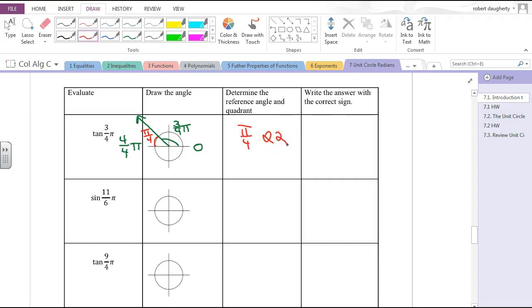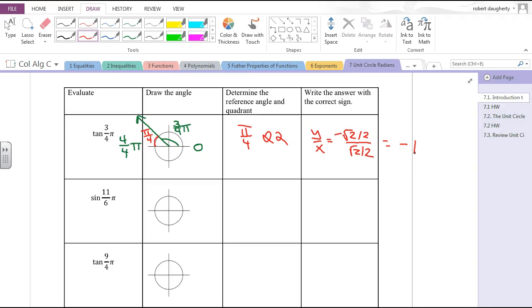What's the definition of tangent? Y over x. So go to pi over 4. What's y over x? Yeah, so square root of 2 over 2 over square root of 2 over 2. I'm in the second quadrant. Tangent is what kind of value? It is negative. So what is this number? Negative 1. Okay.